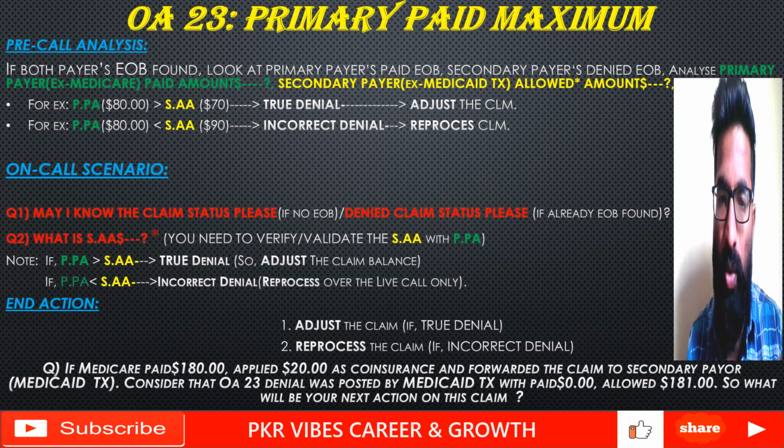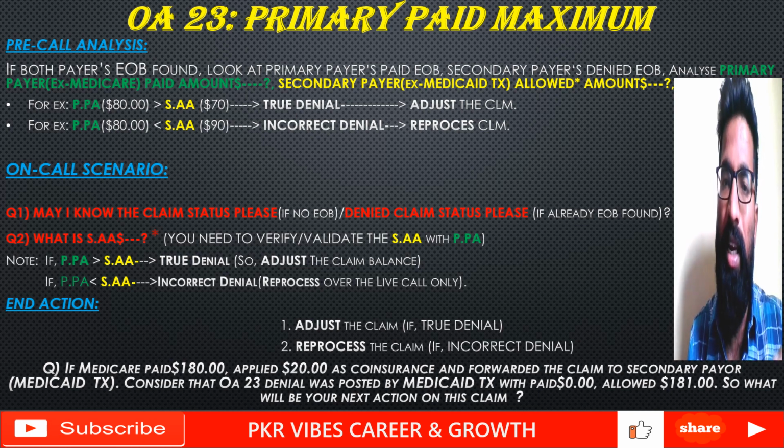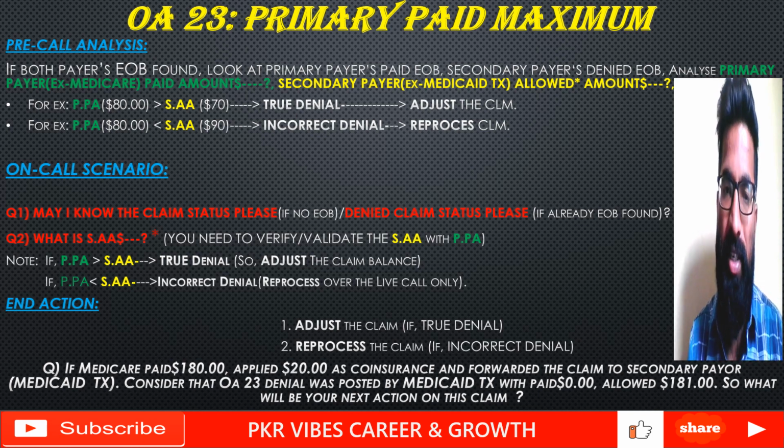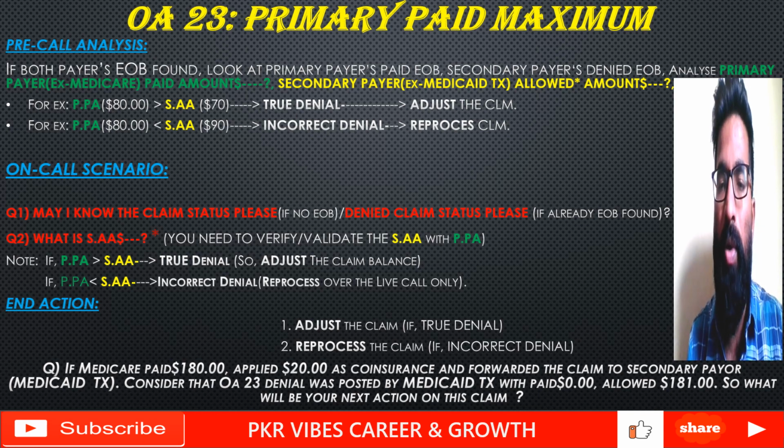If the denial is true, then whatever denial we are getting from the secondary insurance, Medicaid Texas, is a true statement. Whatever the primary paid is more than whatever we allowed, so we won't give any payment because they already paid more than we allowed. That is why we gave the denial to you. So as a pre-call analysis you have to validate this. If it is true, you have to adjust the claim as a PPMAX denial. PPMAX adjustment means the primary already paid more than the secondary payer's allowed amount, so we adjust the balance as PPMAX. That is the first case.